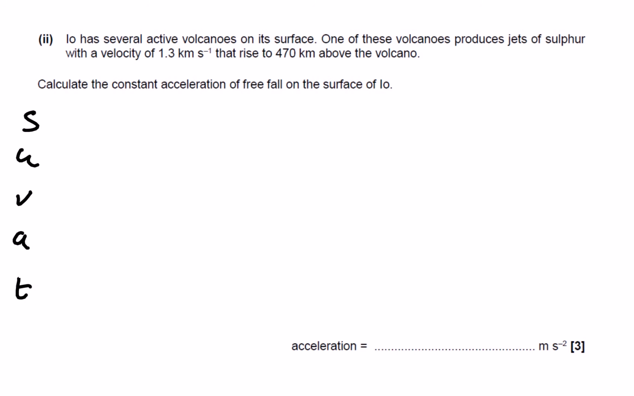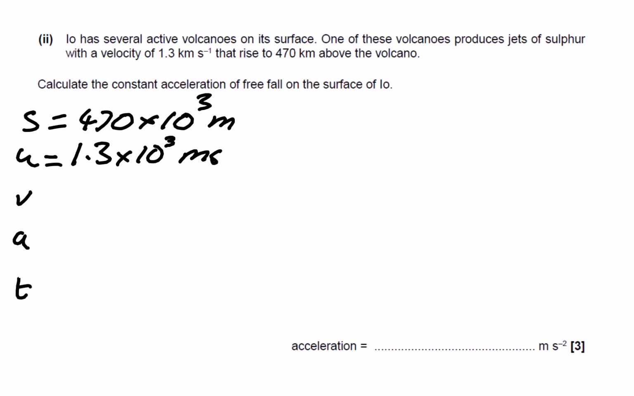What do we know? Well, the displacement, it's telling us that it's shooting them up 470 kilometers, but we need that to be in meters, so if we multiply that by 10 to the 3 we get that. It gives us the initial velocity as being 1.3 kilometers per second. So again, we need that to be in meters per second, so let's multiply it by 1,000. When it's at its height, the velocity will be equal to 0, and it's after the acceleration, which is what we don't know, and we know nothing about the time.